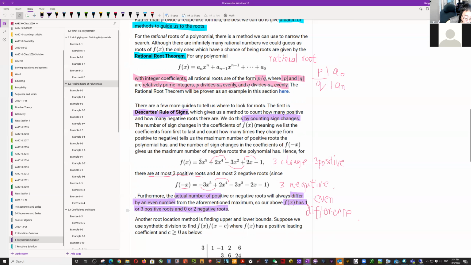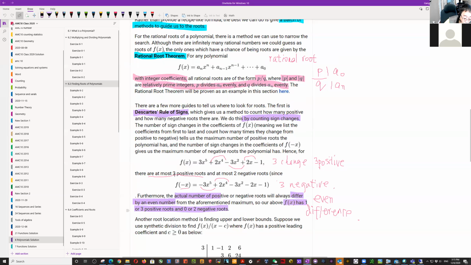Then basically, 3 to 3, no sign change. 3 to 2, no sign change. 2 to negative 3, a sign change. Negative 3 to positive 2, another sign change. And positive 2 to negative 1, another sign change. So we have 3 sign changes here, so we can have at most 3 positive solutions.